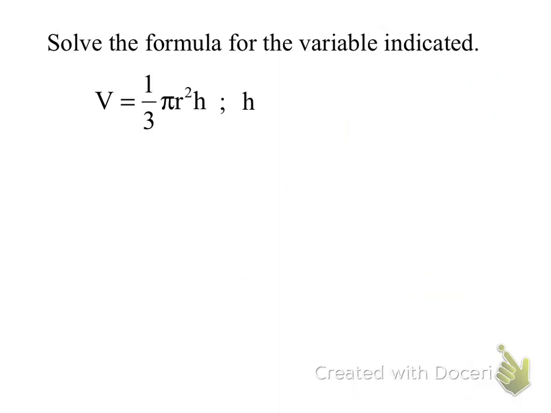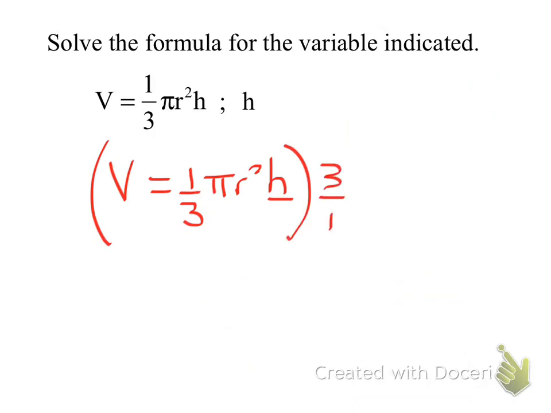Okay, what would we do first to get H on its own? Let's go with somebody I haven't heard from. Okay, I want to get H alone, so I'm going to leave it there. What am I going to do with that fraction? Good. Multiply by its reciprocal to clear it. And then I'm left with pi r squared h equals 3v.